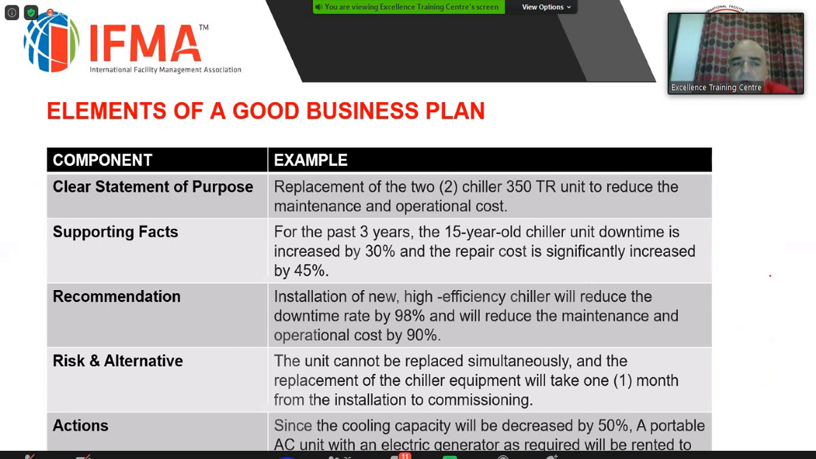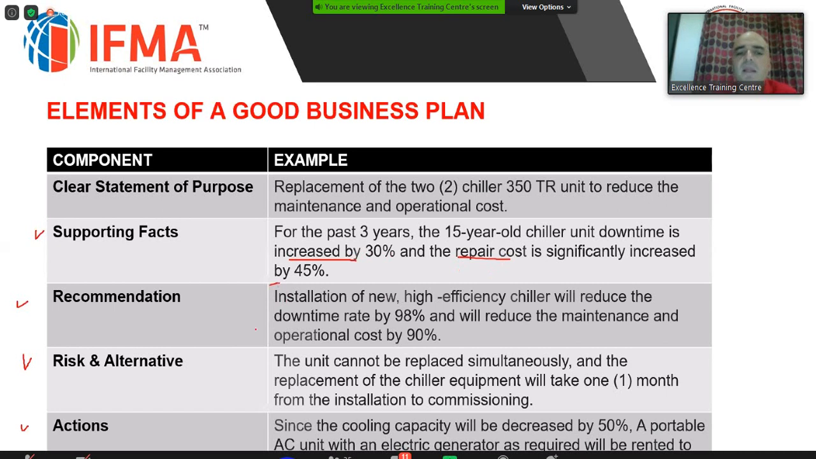A good business plan should have the following constituents: clear statement of purpose, supporting facts, recommendations, risks, and actions. In this, an example has been given of a business plan for the replacement of 2 chillers. The statement of purpose mentions this clearly: this business plan is for the replacement of 2 chillers, 350 TR, to reduce maintenance and operational costs. Supporting facts, why we want that? Because let's say we are having higher downtime and we are paying a lot for repair costs.